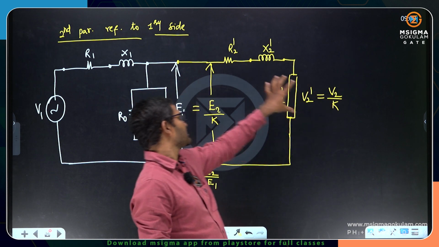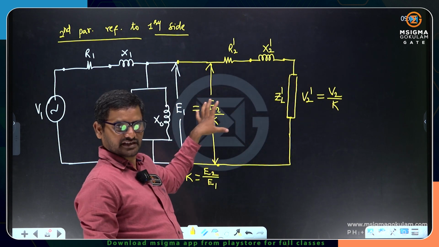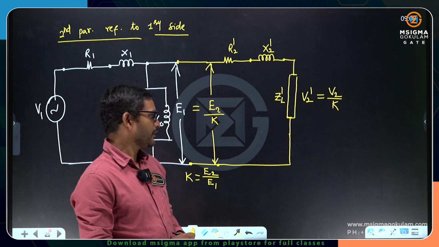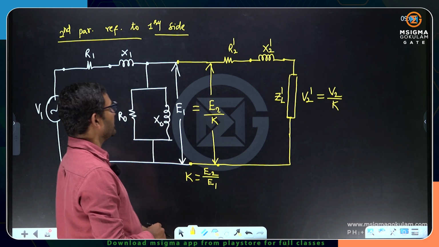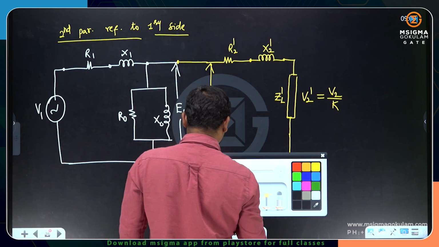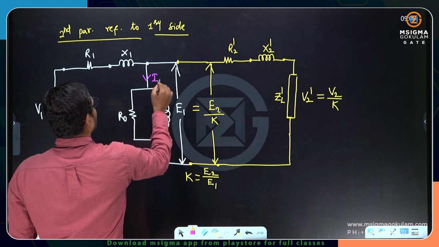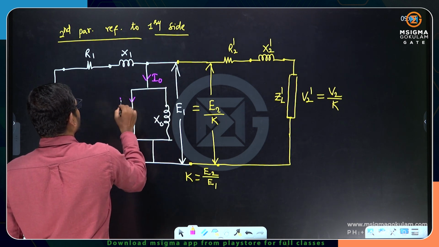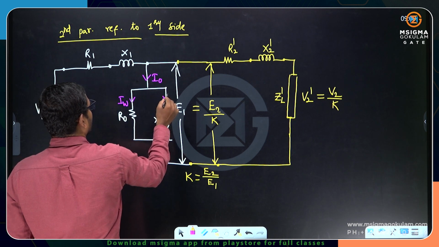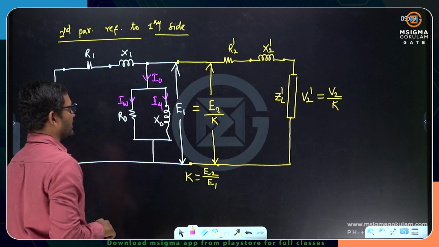What is V1? V1 is referred onto the primary side. So this V2 dash, is it not referred onto the primary side? Yes, it is referred now. Okay, right. So now the point is here current. The current flowing through the no load branch is I0. The current flowing through the R0 is IW, working component of current or core loss component of current, and this is magnetizing component of current.